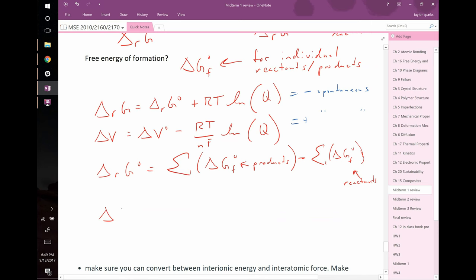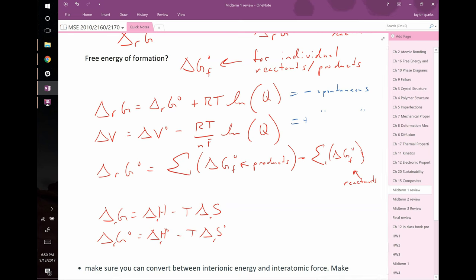delta G equals delta H minus T delta S, or delta G naught equals delta H naught minus T delta S naught. All these technically should have R's because we're talking about reactions. Okay? Yep.